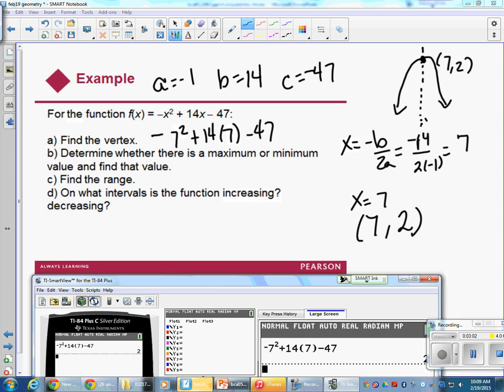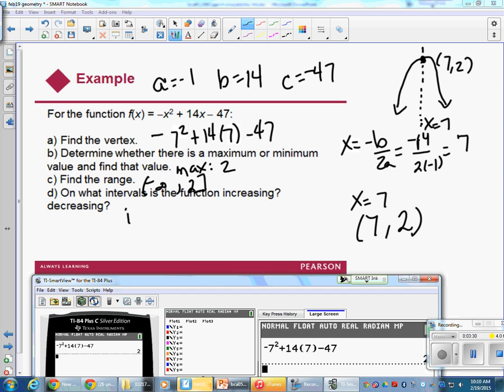This axis of symmetry is x equals 7. And knowing this helps me figure out everything else. There is a maximum value. They want to know, is there a maximum or minimum? Well, this is opening downward, so there's going to be a maximum value. That maximum value is 2. That's the highest it's going to go. The range is going to be from -infinity with a parenthesis. Remember, infinity gets parentheses, to 2, and 2 gets a bracket because it hits the point 7, 2.